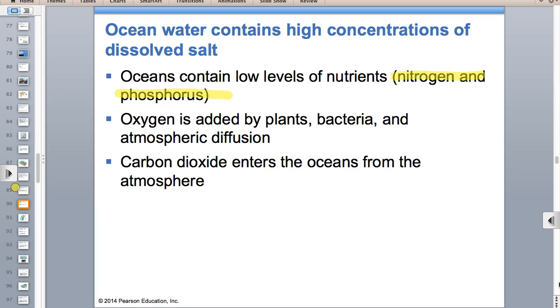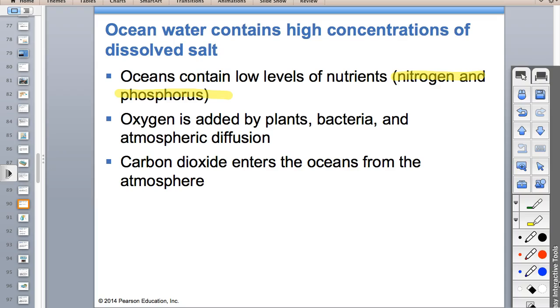All right, so oxygen is also in the water. It's added by plants as they do photosynthesis, and it also goes into the ocean from the atmosphere. Those things can dissolve into the water from the atmosphere. Carbon dioxide is also present in the ocean because it can dissolve into the water as well.